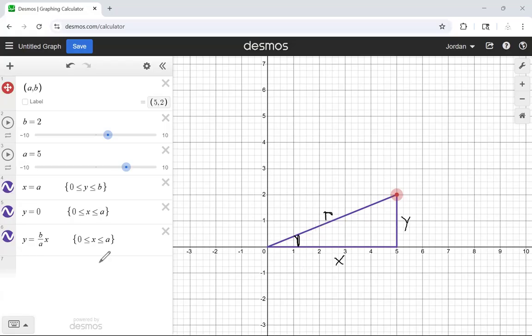So in our case, when we look at SOHCAHTOA, the sine is going to be opposite, which is y, divided by hypotenuse, which is r. So sine of theta, we'll call this theta, is y over r. Cosine of theta is going to be x over r. And tangent of theta is going to be y over x.